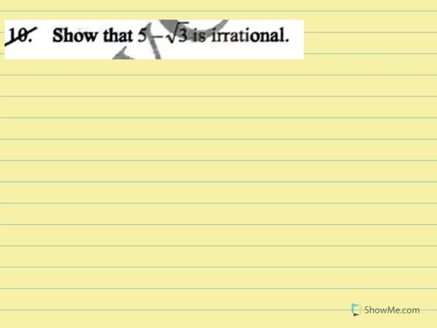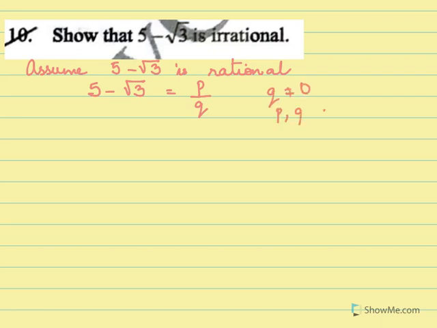Show that 5 minus root 3 is irrational. So let us assume that 5 minus root 3 is rational. Now, if 5 minus root 3 is rational, we can write 5 minus root 3 in the form of P over Q, where Q not equal to 0 and P and Q are co-prime numbers.